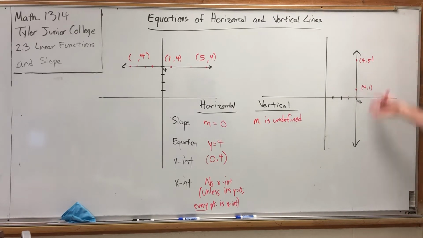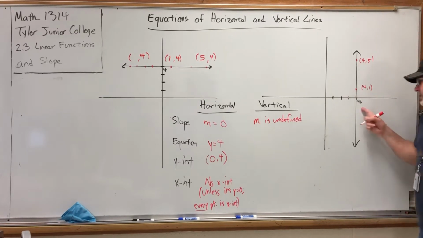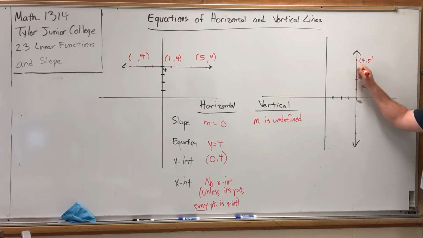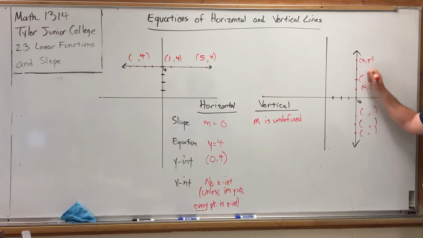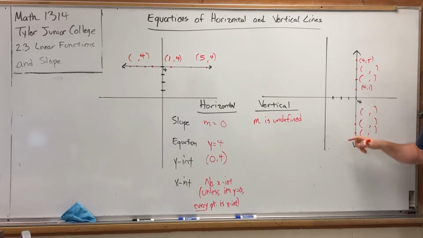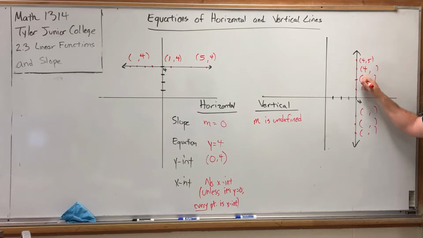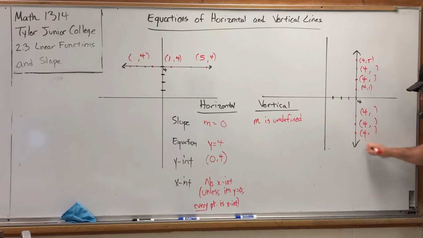So what do you think the equation of this vertical line is that hits the x-axis at 4? Well, if you were to pick any point on this line, what could you say about its ordered pair? You really couldn't say anything about its y, because the y's can go up or down as far as you want. However, every point on this line, the x-coordinate is 4. X equals 4, x equals 4.